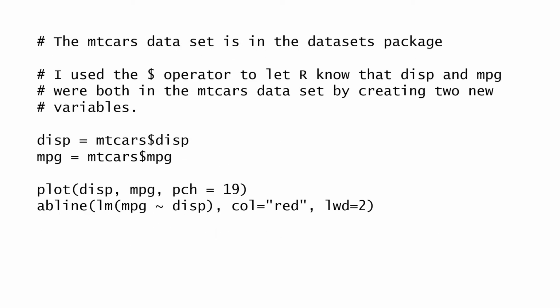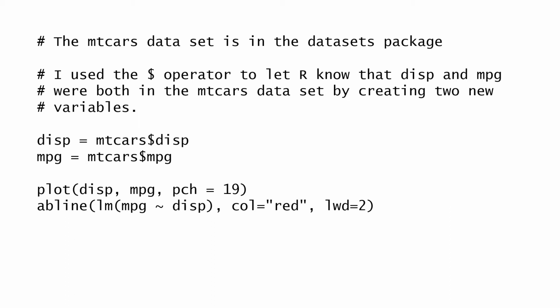This example uses the mtcars dataset from the datasets package. This package comes with what's called base R, which means that it's automatically available when you start R, so you don't have to load it or install it. In this example, I'm using two variables from the mtcars dataset, mpg, which is miles per gallon, and disp, which is engine displacement in cubic inches. To keep the code simpler, I used the $ operator to tell R that disp and mpg were both in the mtcars dataset by creating two new variables and naming the new variables disp and mpg.